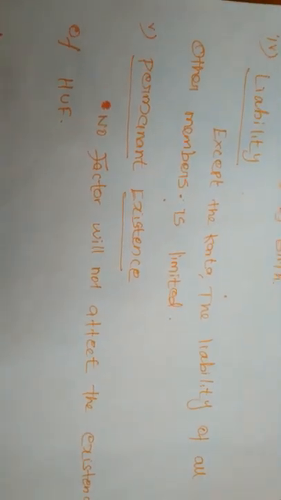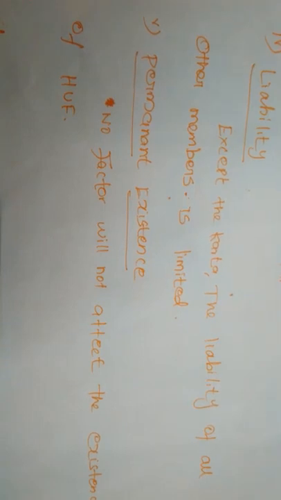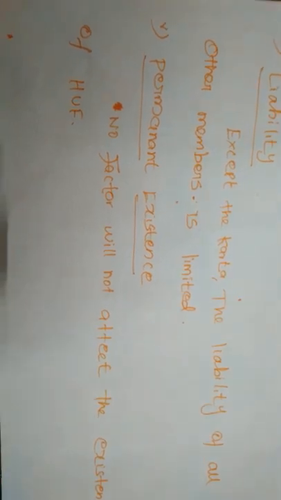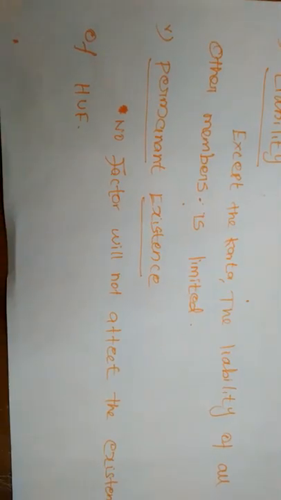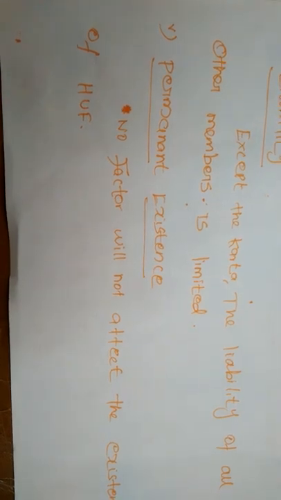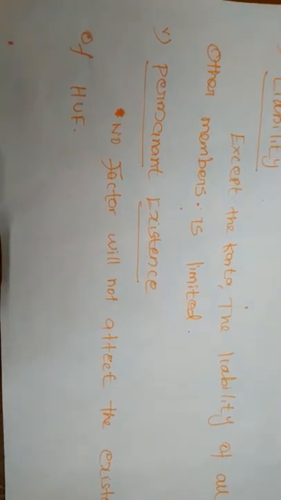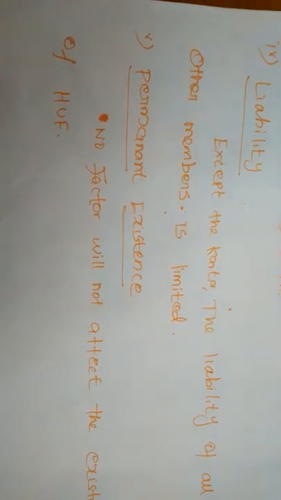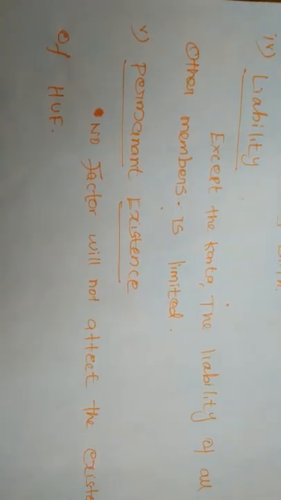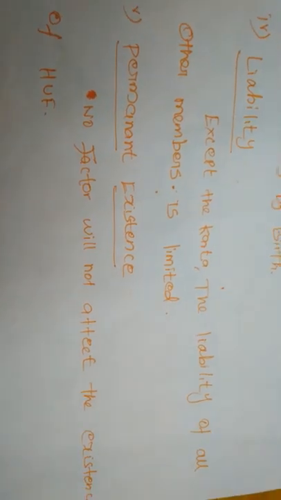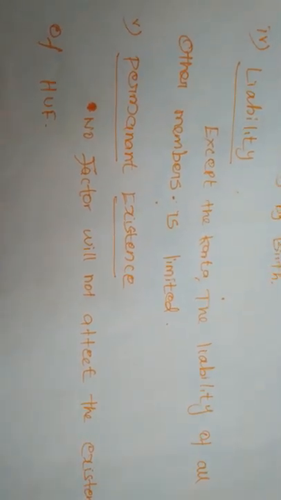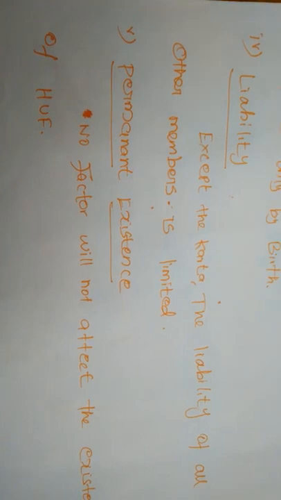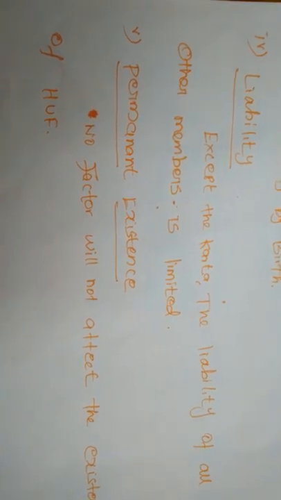For example, in a Hindu undivided family organization, if there are 10 members and 9 members die, the remaining one person can continue the organization in his name. So no factor will affect the existence of the Hindu undivided family. Even one person can carry on the business as a continuity.